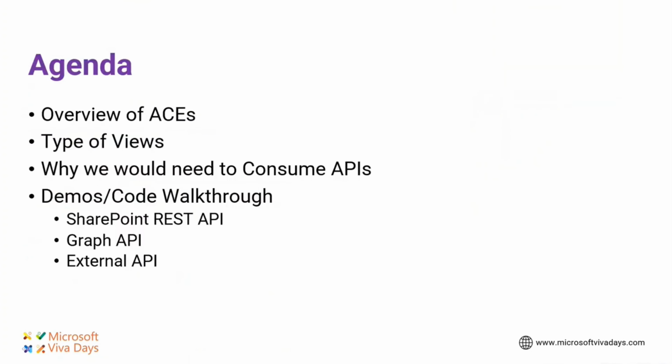So let's quickly see the agenda. First, we'll start with an overview of adaptive card extensions. What are the different types of views which we can create? Then we'll see why we would need to consume APIs to build rich experiences in Viva Connections cards. And then we will see demos and a code walkthrough of three different types of APIs: consuming the SharePoint REST API, consuming the Graph API, and consuming an external API in our adaptive card extensions.